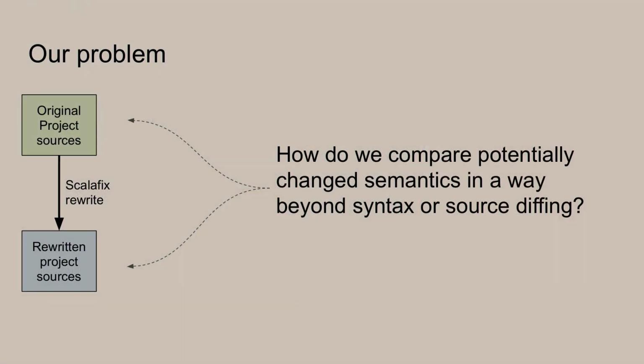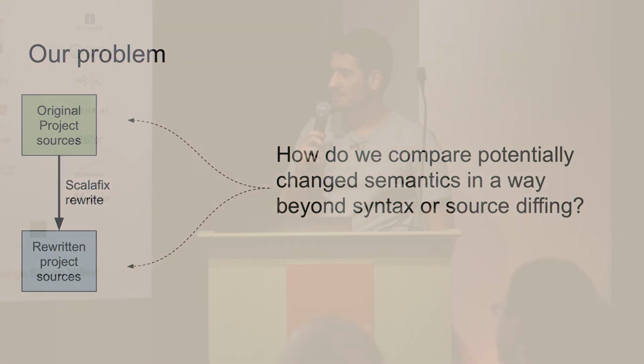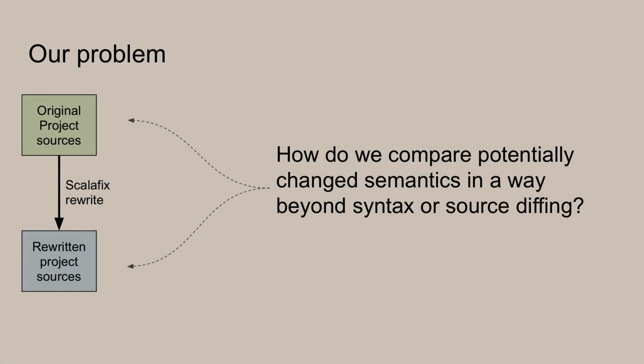The problem that we're trying to solve is how we can compare potentially changed semantics in two codebases beyond just syntax or source diffing. You can look at regular text diffs on your source files, but this doesn't tell you the difference in behavior for things that do not show up in the source files, which we will talk about. In this simple diagram, we have the original sources, we apply the ScalaFix rewrite, and we have our rewritten sources.